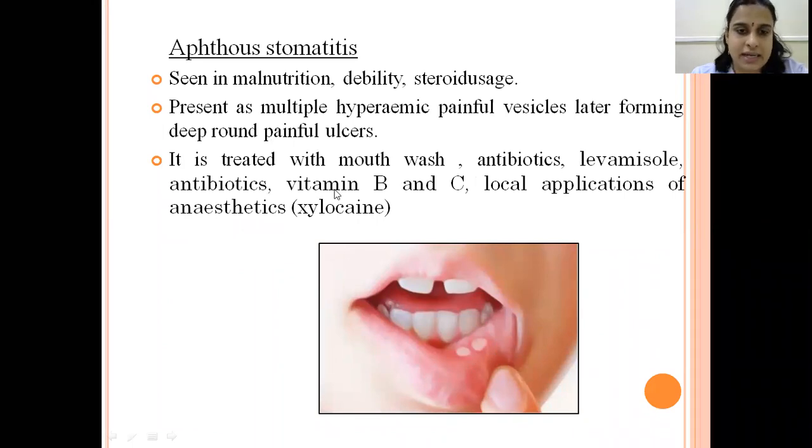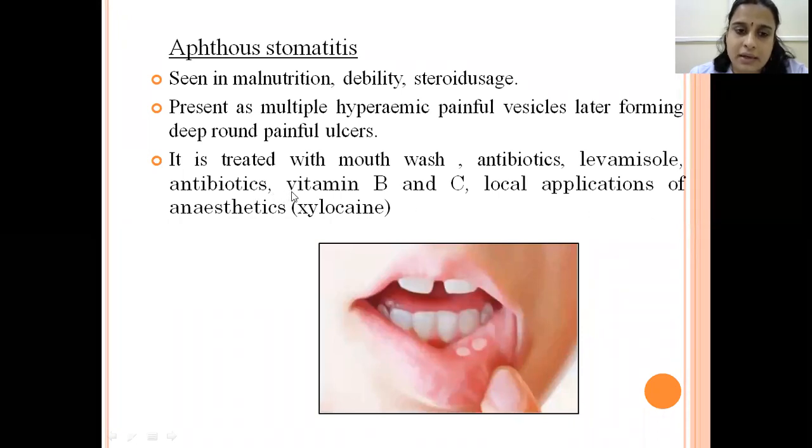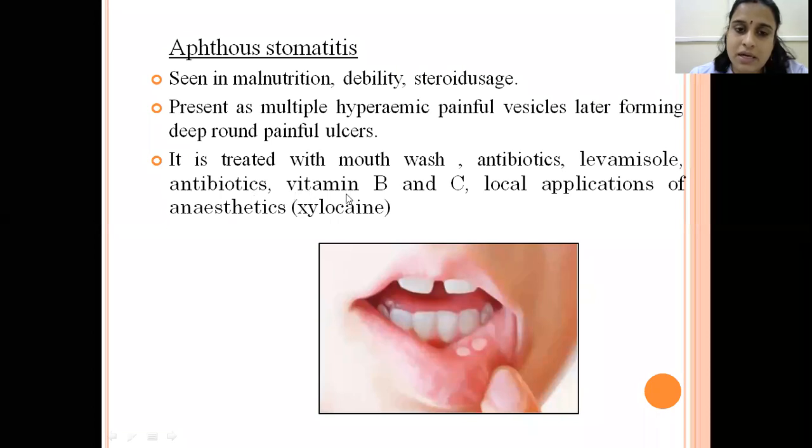How is this treated? Again, a proper mouthwash and oral hygiene. You may or may not use antibiotics. If it is secondarily infected, you have to use antibiotics. A simple application of local anesthetics over the ulcer will solve the problem. Also, supplement with riboflavin. Vitamin B and C helps in healing of the ulcer. So we usually prescribe riboflavin 10 mg tablets.